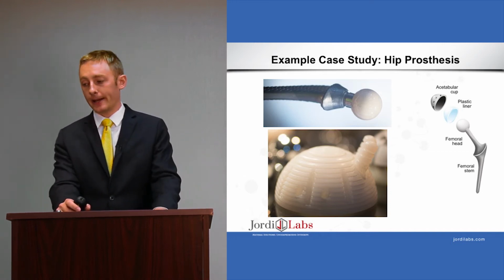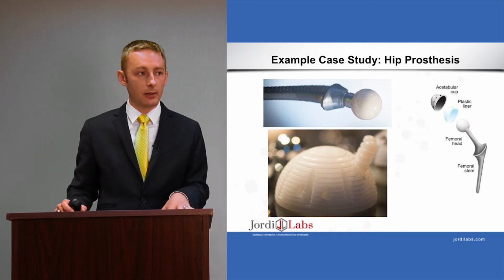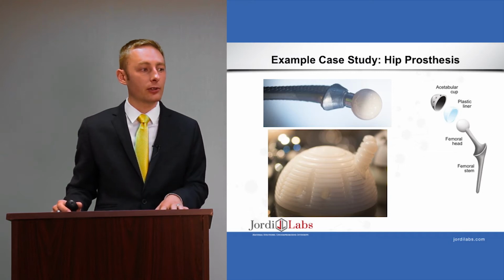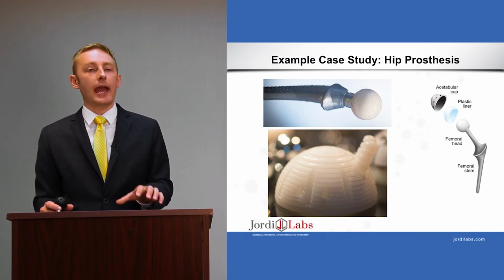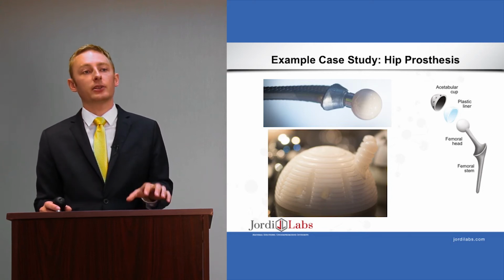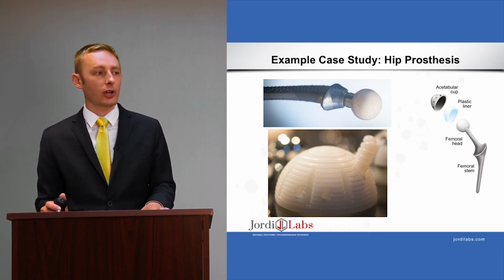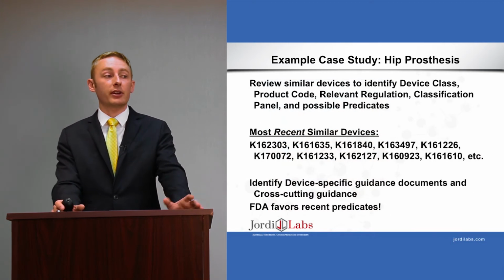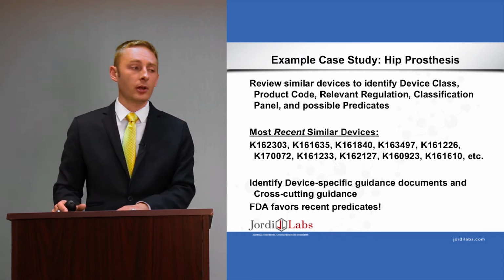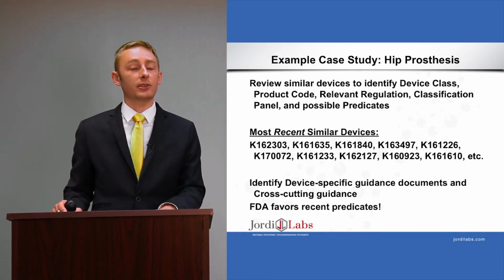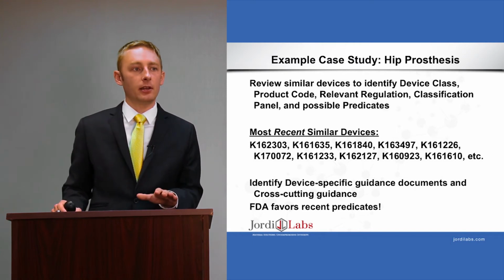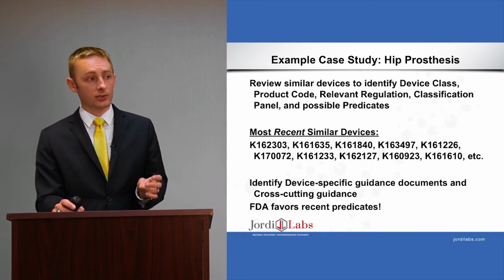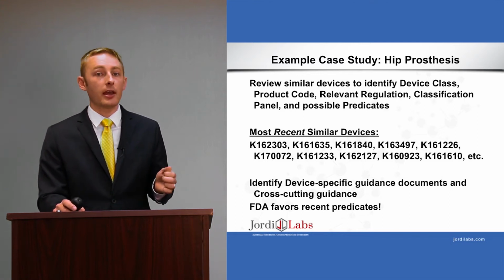For this particular example, we had a predicate device, which was a hip prosthesis that used regular high-density polyethylene. And for this particular hip prosthesis, they used highly cross-linked, ultra-high molecular weight polyethylene. And so the first step for this is to review similar devices to identify the device class, the product code. The FDA maintains a searchable database of every accepted and submitted 510K. And so from this, you're able to identify relevant regulations, the classification panel for this, and possible predicate devices.